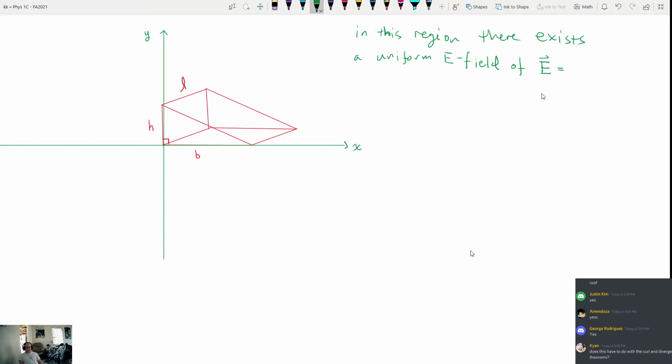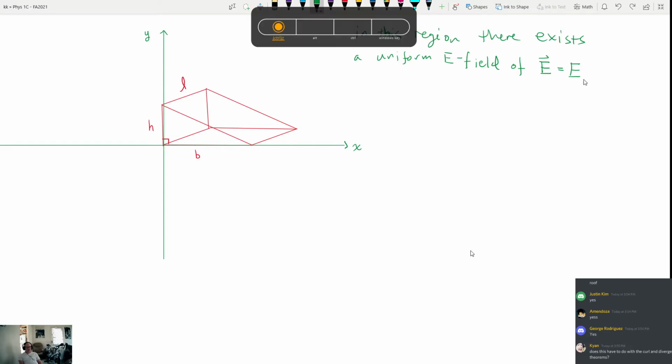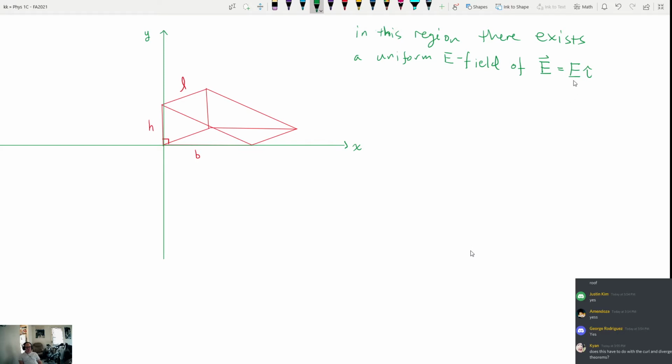I kind of just want to use the symbol, but we don't have to, right? Let's use the symbol. I don't want to use numbers. So it's going to be equal to E, which is going to be a constant times i hat. Okay, uniform E field of E times i hat. That's what the size of our electric field is.